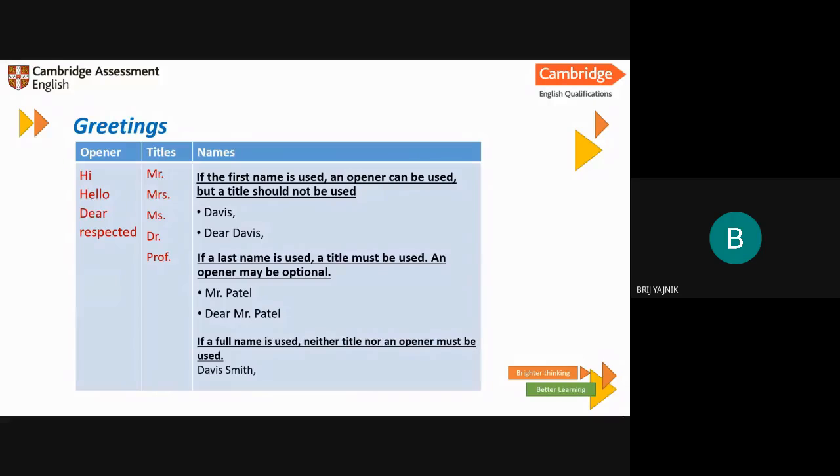Second case, what if I want to address Monish Buddy with his last name, Buddy? At that time, I use the title. So I say Mr. Buddy or Dr. Buddy or Professor Buddy, right? But I have another option where I can use opener and the title together with the last name. So I can say Dear Mr. Buddy or Respected Mr. Buddy. And the third rule, full name, no Dear, no Respected, no Mr., nothing. Monish Buddy, comma, start the email.